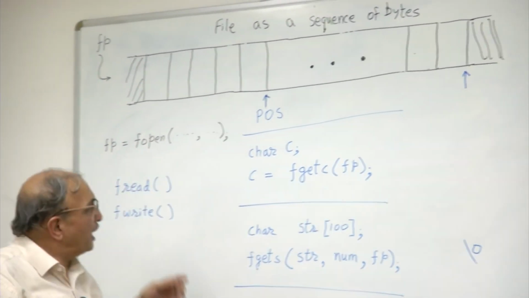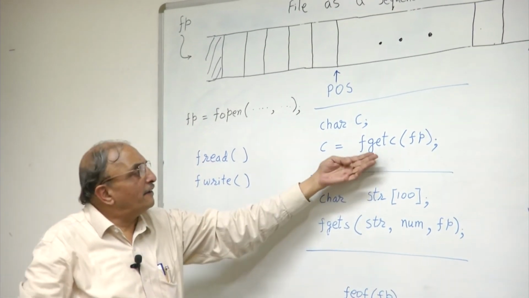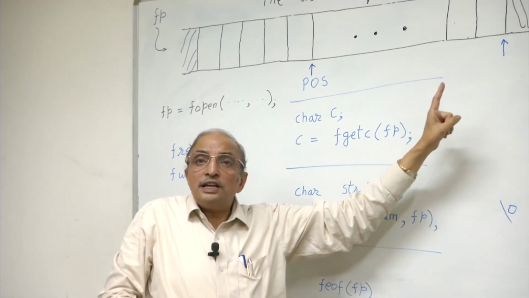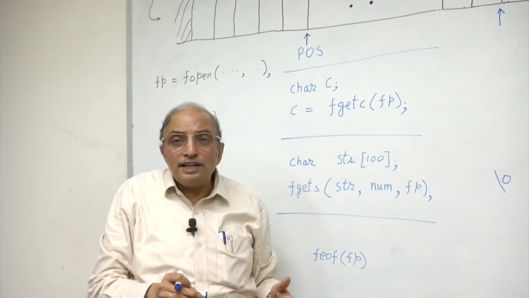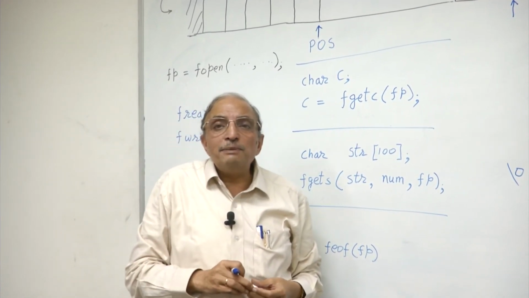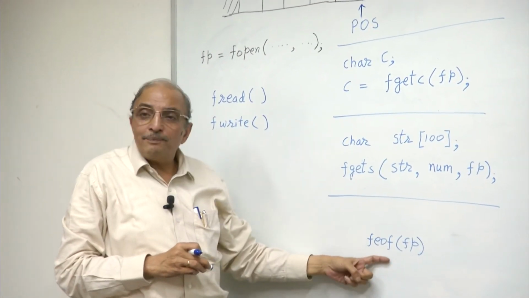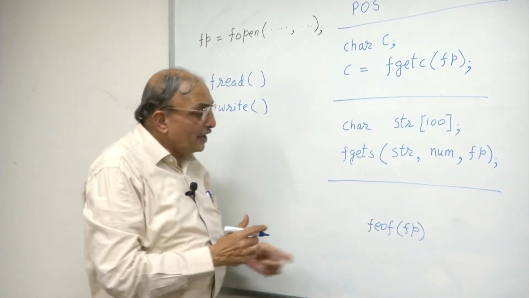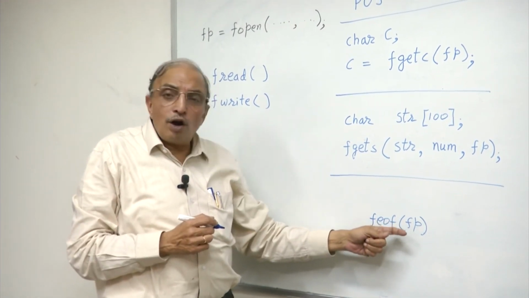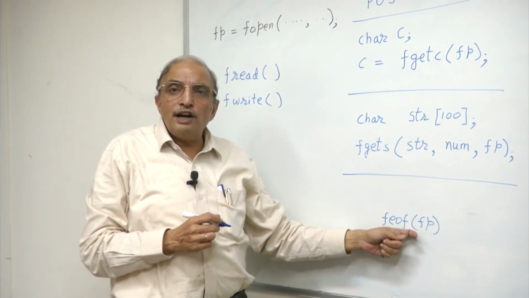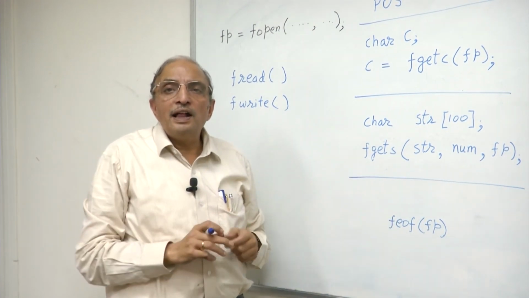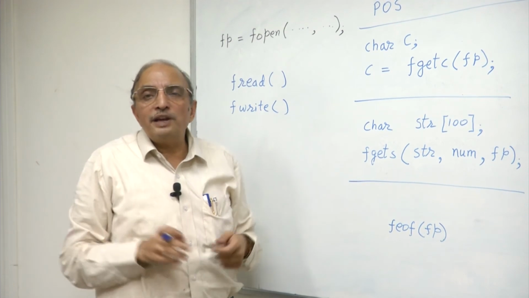Now, it does not matter whether I say fread or I say fgetc or I say fgets, there is nothing to be read. This situation is indicated by the operating system to my program by returning a special signal. That signal can be tested by end of file. So, there is a special function called feof. feof, when invoked on a file pointer fp, will return true or false. When it is true, it means there is nothing to be read, the file has ended. If it is false, that means there is more data to be read.